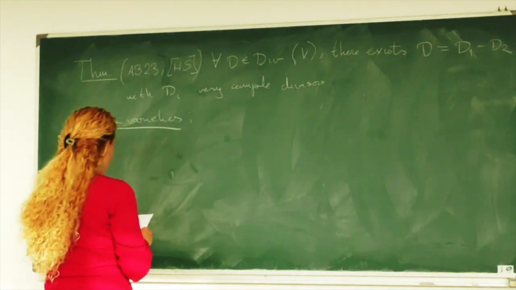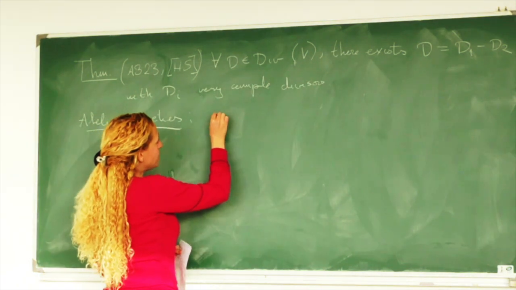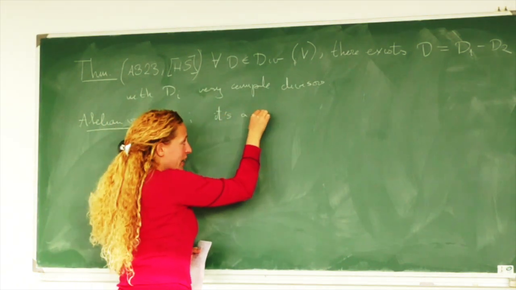So what is an Abelian variety? Actually, an Abelian variety is a variety.